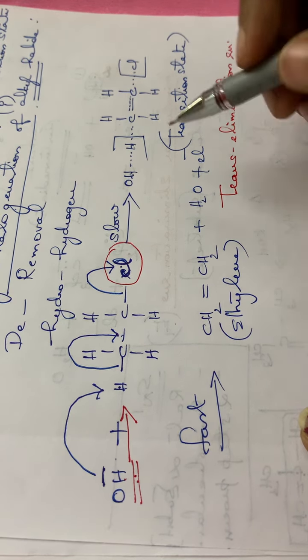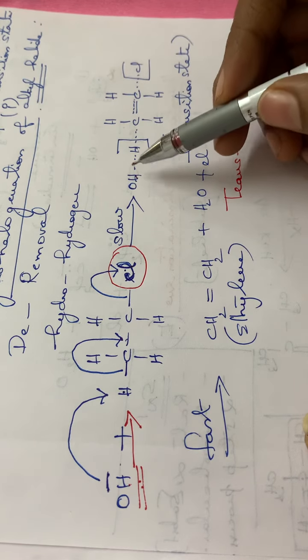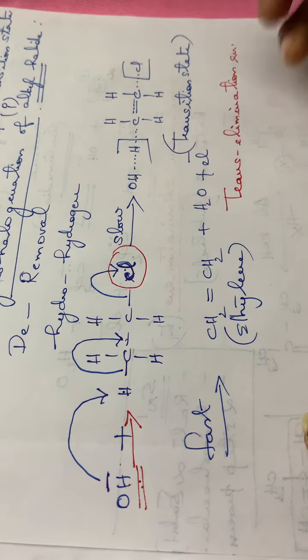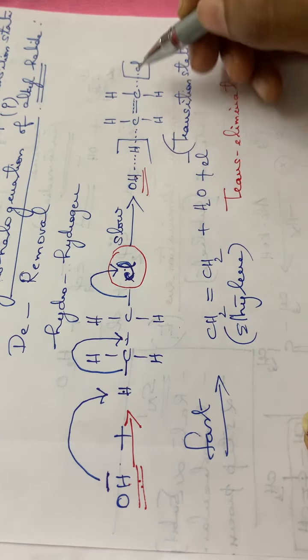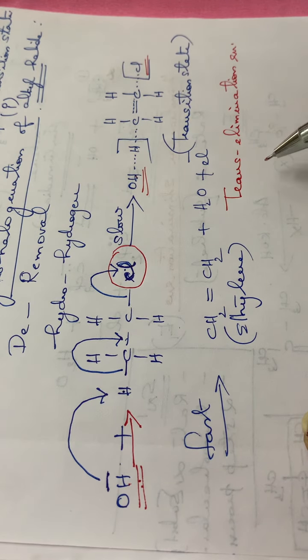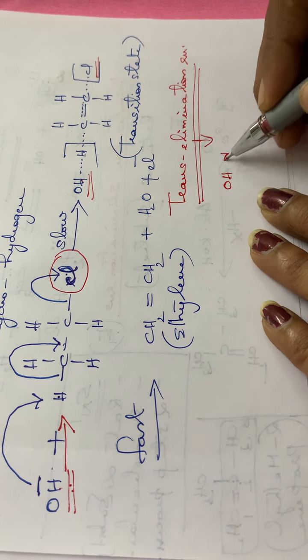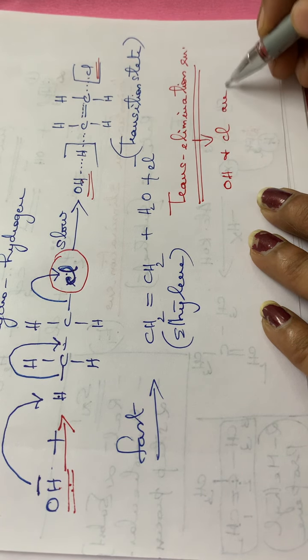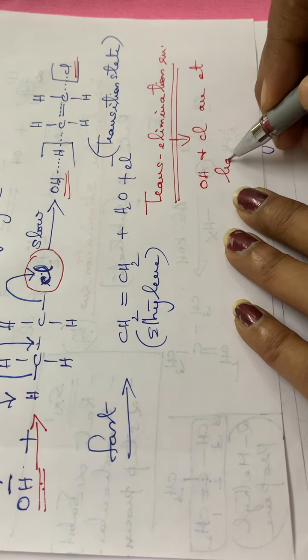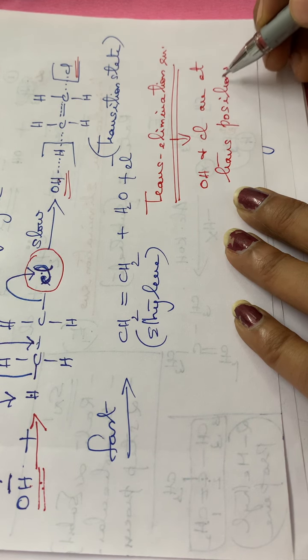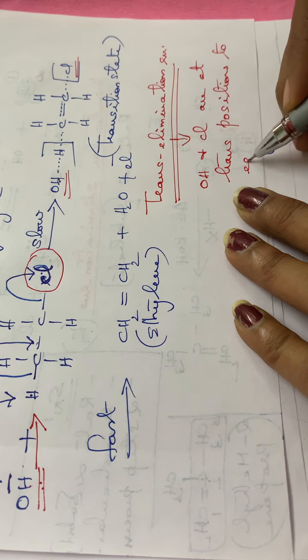See here, both OH and Cl are at trans positions with respect to each other. OH and Cl are at trans positions to each other. Therefore, it is called a trans-elimination reaction.